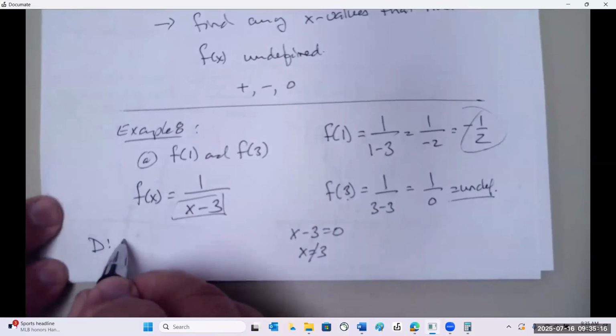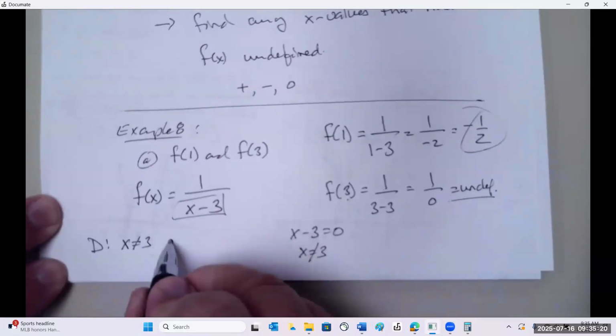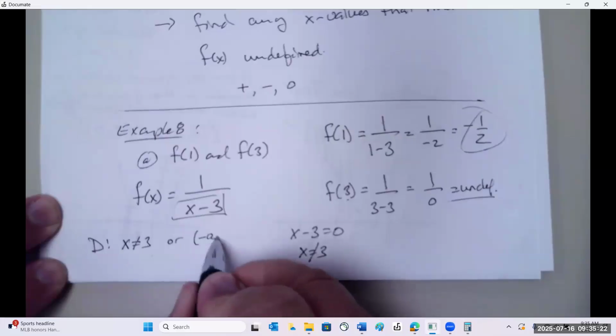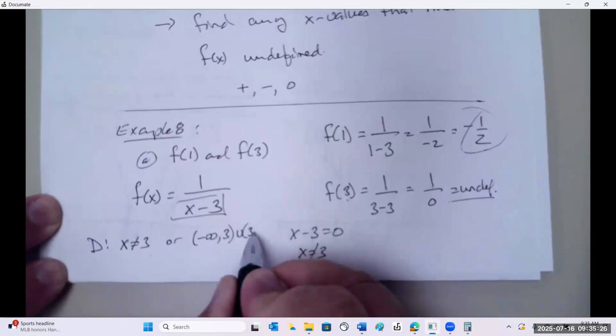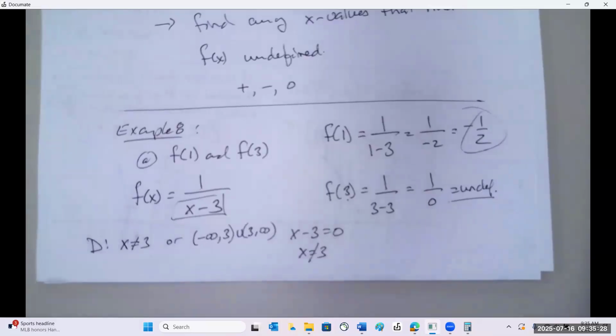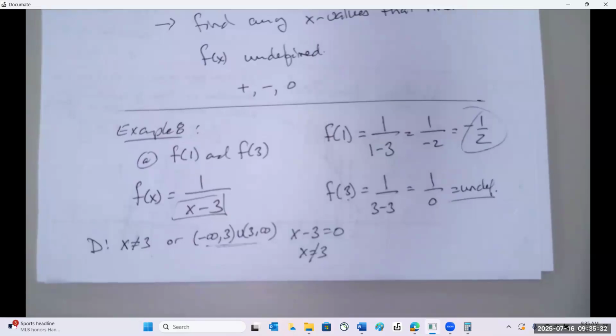So we can say our domain is anything except this, or we can say it goes from negative infinity to 3, and then from 3 to positive infinity. We can say either one of those. Again, we're going to go through the whole definition of these at the end of this chapter.